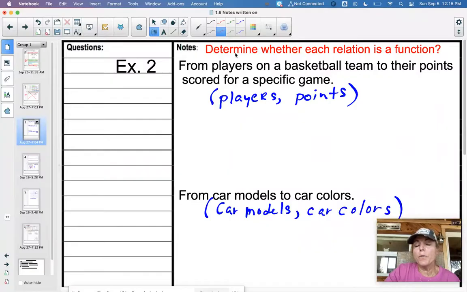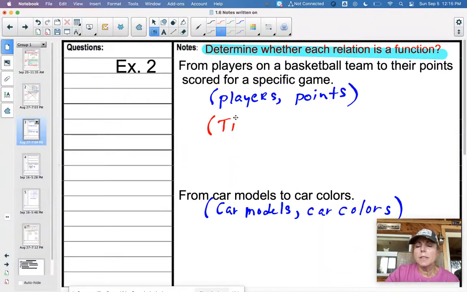First of all, let's look at the directions. Determine whether each relation is a function. So let's highlight so we know what we're doing here. From players on a basketball team to their points scored for a specific game. So I created the ordered pair, players to points. So let's do some examples.